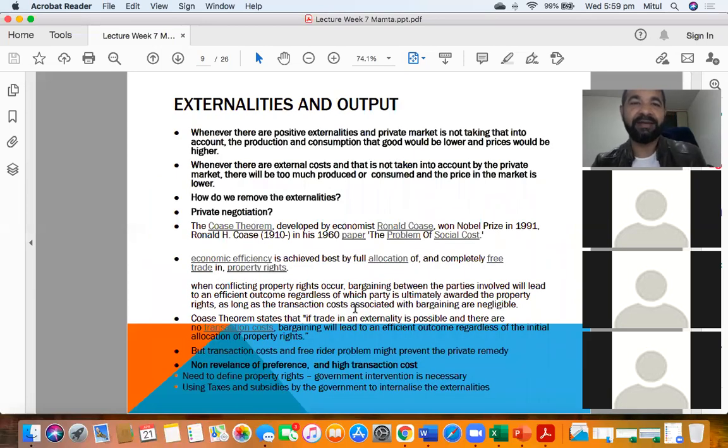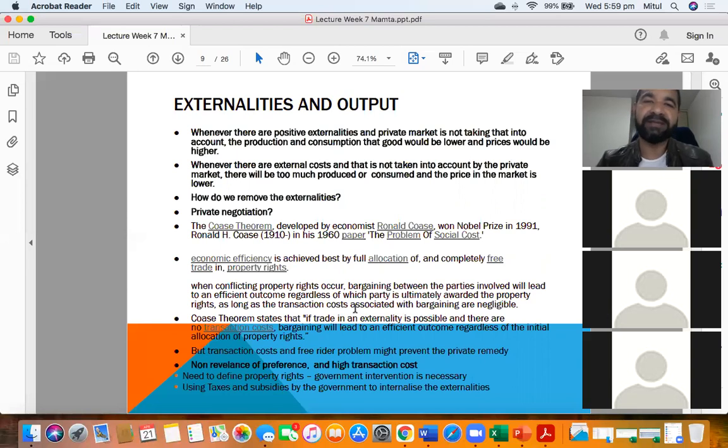All right, so the externality and output, we already know the answer. When something is positive, produce it more, and consume more too. When something is negative, produce less, consume also less. That's the whole point.